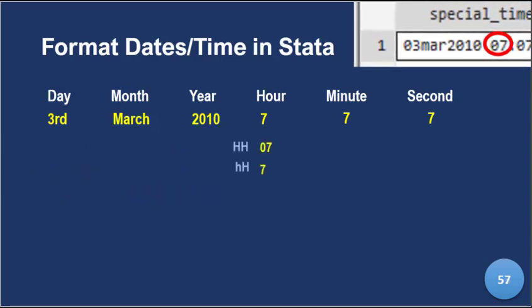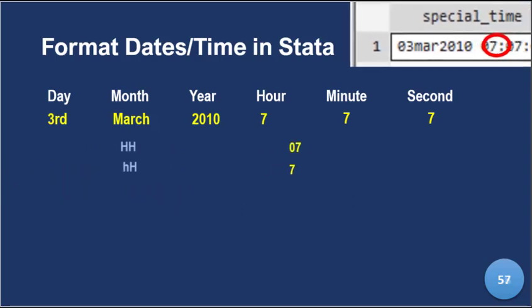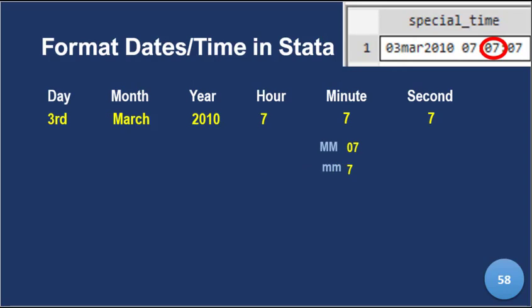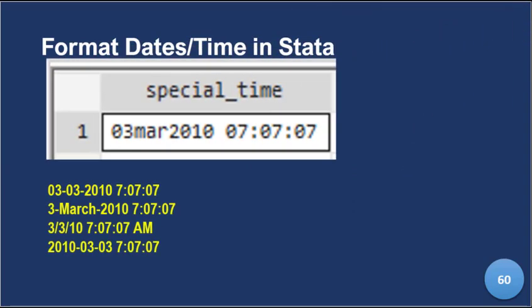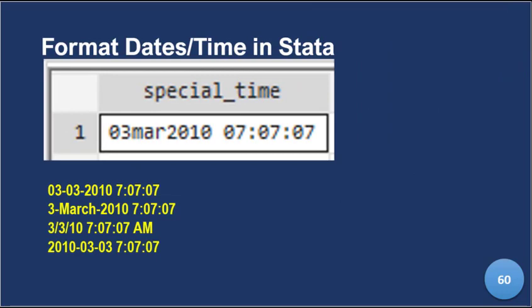Similarly for hours, this is what you find. And for minutes, same thing. So just note the difference. The caps mean there's a leading 0. The lower cases mean no leading 0. So that's the principle that works for all of them. So this same time that we have written here in Stata can be written in four different ways. Anyways, it really is not four. You could even write it in probably 15 different ways. This particular date written here.